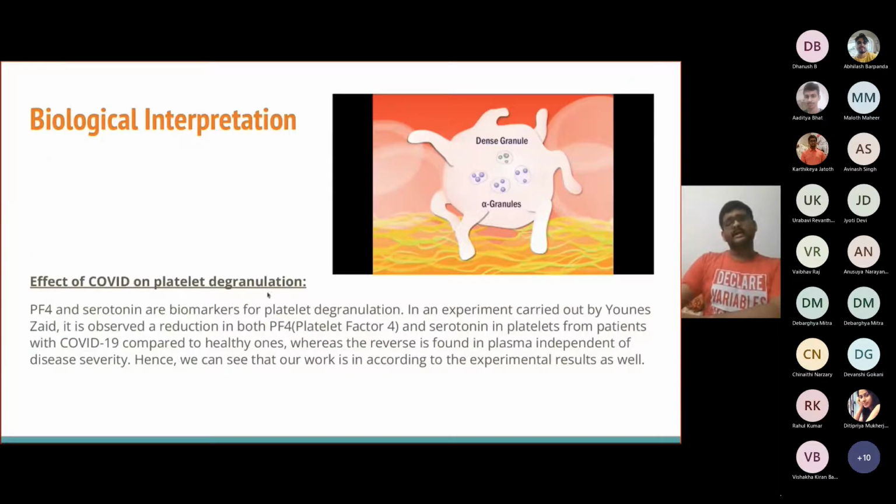Effect of COVID-19 on platelet degranulation. PF4 and serotonin are biomarkers for platelet degranulation. In an experiment carried out by Yunus Zaid, a reduction in both PF4 and serotonin was observed in platelets from patients with COVID-19 compared to healthy ones, whereas the reverse is found in plasma, independent of disease severity. Hence, we can see that our work is in accordance with the experiment results as well.